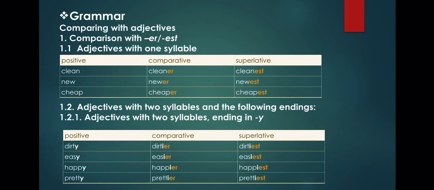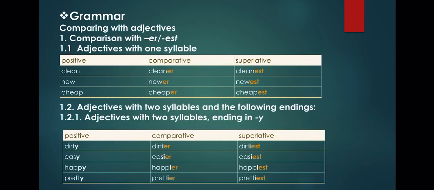Adjectives with two syllables and the following endings. Now, I have adjectives with two syllables and they have certain endings. I could have adjectives with two syllables ending in y, for example, dirty, easy, happy, pretty. So there are two syllables ending with y.